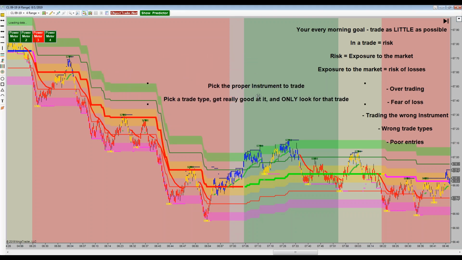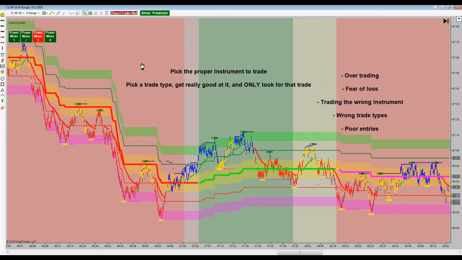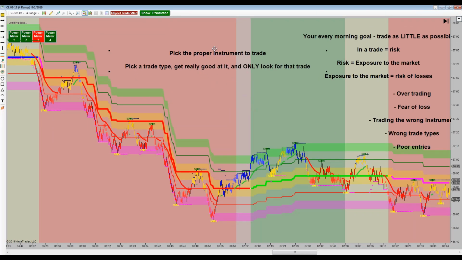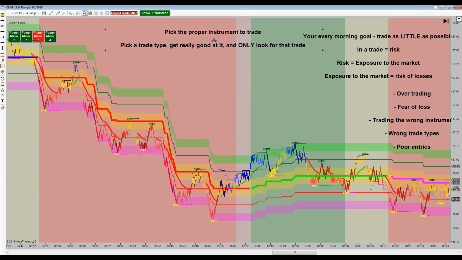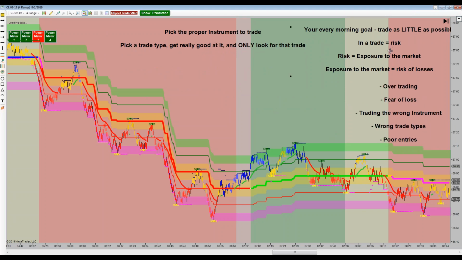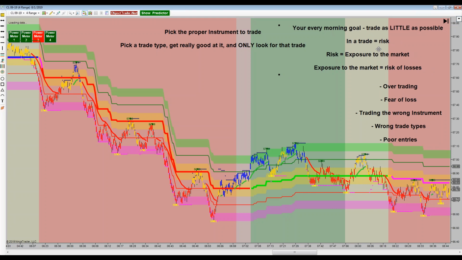Now, some of you might be saying, look, Charles, this flies in the face of everything that you've been telling us for a long period of time. You tell us to learn all this stuff, you've got all these different trade types, all these different instruments, and now you're telling us not to overtrade and to pick one trade type and find one instrument? What the heck are you talking about?